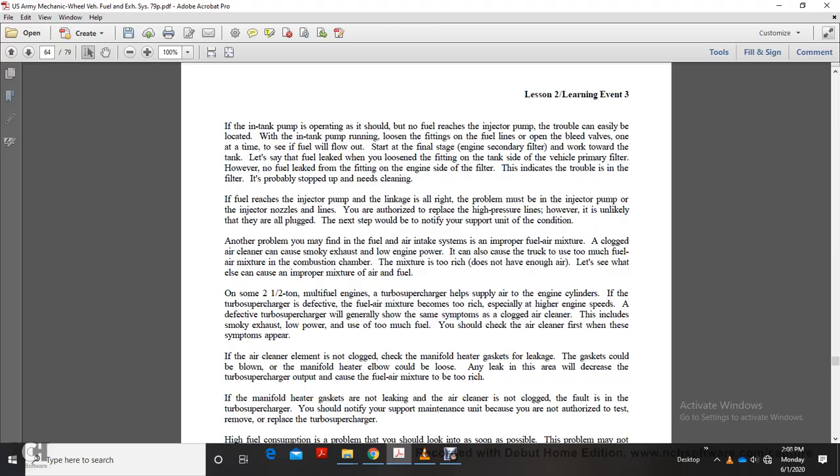Alright, in the tank, the intake pump is operating, but no fuel reaches the injector pump. The trouble is easily located with the intake pump running. Loosen the fitting of each fuel line, one at a time, and open the bleeds to see that the fuel will flow out. Start at the final stage, the engine's second filter, and work toward the tank.